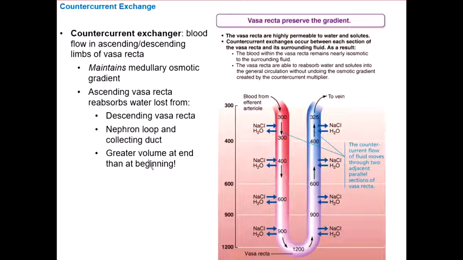So there's going to be a greater volume at the end than at the beginning, because it's reabsorbing water lost from the descending vasorecta. You can see the water leaving here. Nephron loop and collecting duct, which is not pictured here, but remember the nephron loop and the collecting duct, we have reabsorbed water, and because of those two, we see an actual greater volume at the end of the vasorecta than at the beginning.